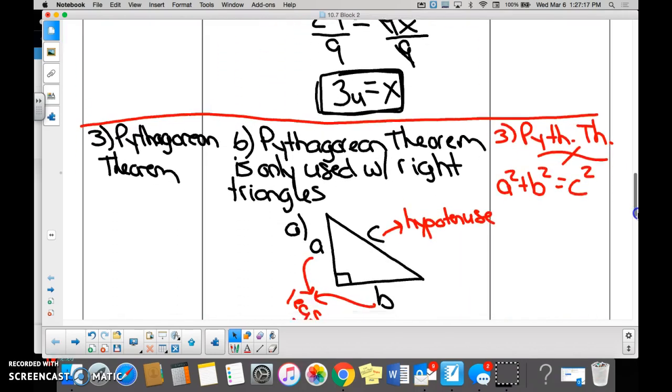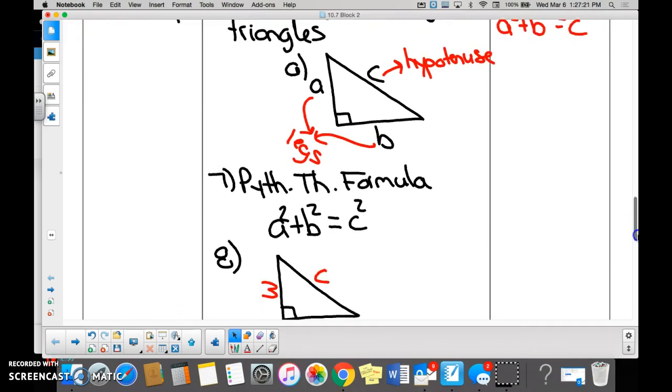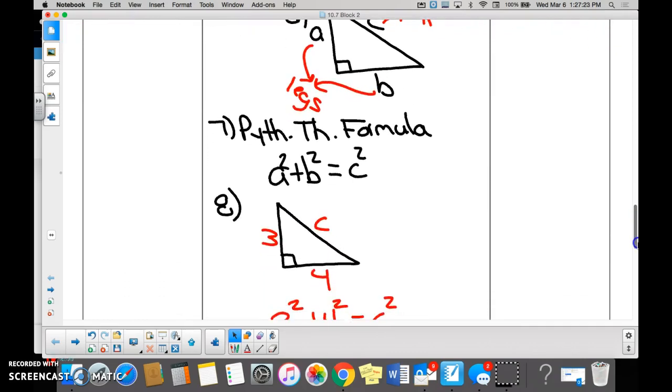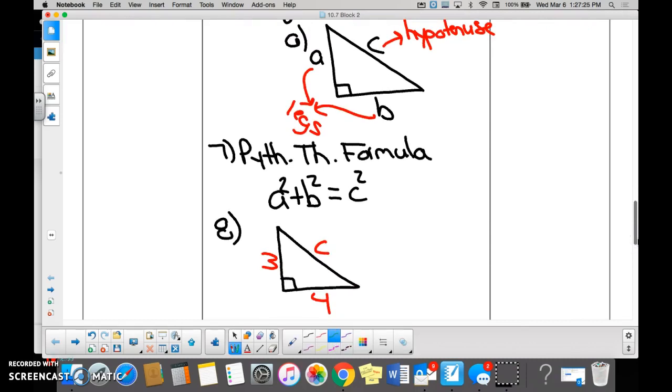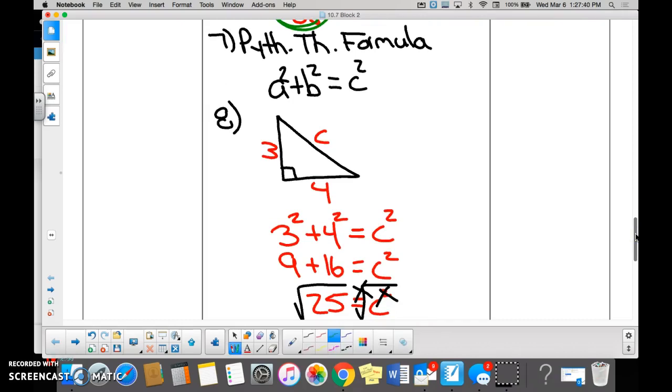Pythagorean theorem. On the count of 3, what is the formula for the Pythagorean theorem? 1, 2, 3. A squared plus b squared equals c squared. So this is the side we call A. This is the side we call B. And these are called what? Legs. And C would be called the hypotenuse. So here's the problem. We need to figure out what this side length is. We need to figure out what C is, right?